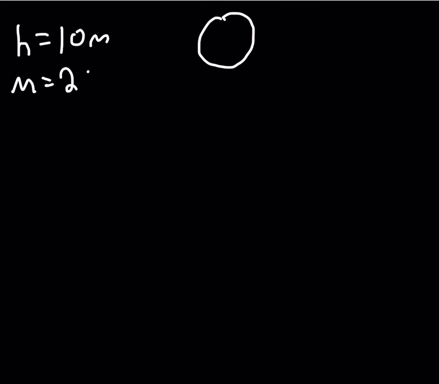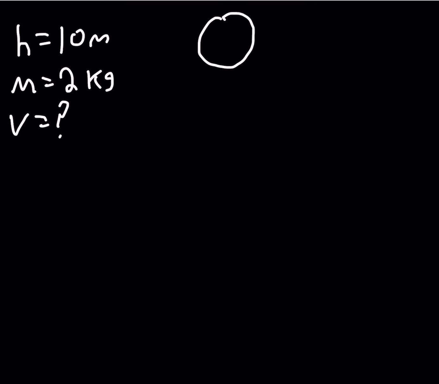Let's use our ball again. So I go ahead and I drop our ball from rest from a height of 10 meters. So height is 10 meters. And let's say that this ball is 2 kilograms. What is its speed before hitting the ground? We're looking for velocity here.